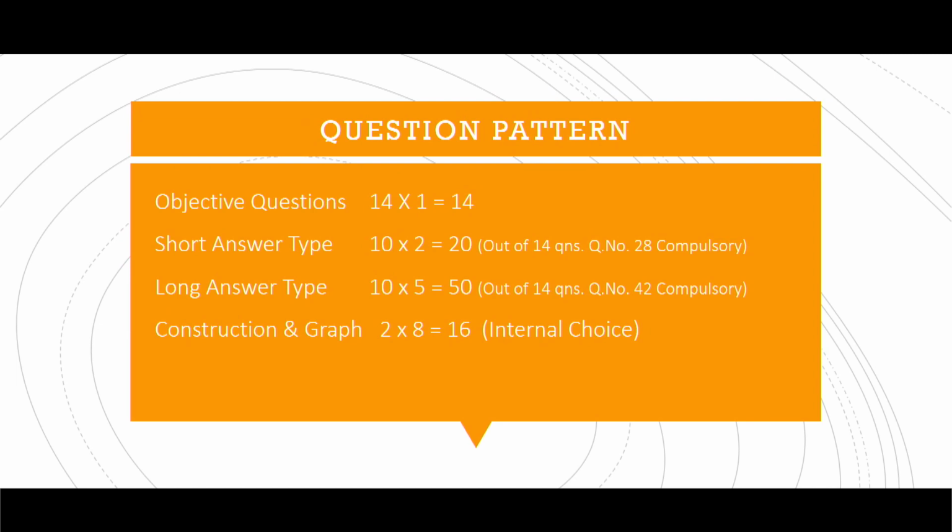Then in the fourth part, you have 8-mark questions: graph and construction. Internal choice is there. For construction, they give 2 constructions, you have to answer any one. And graph also, 2 questions will be there, you will be answering 1. So those questions you can answer very easily.